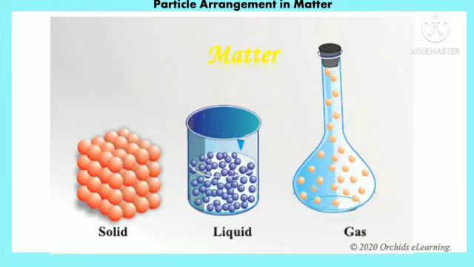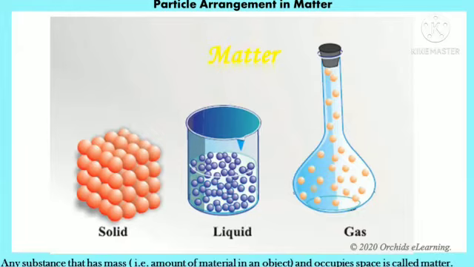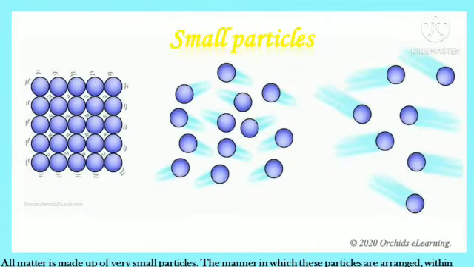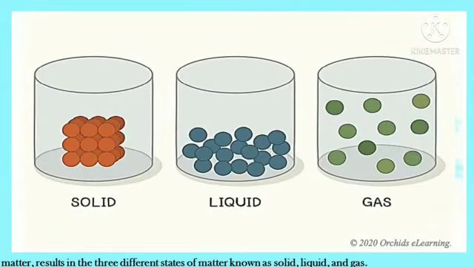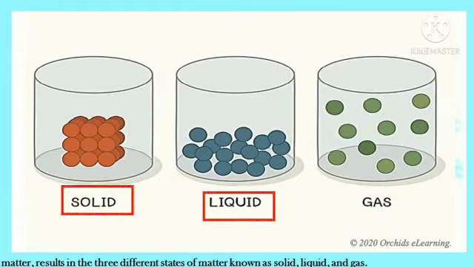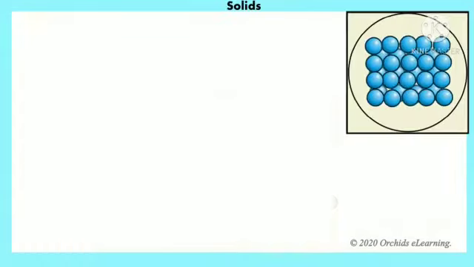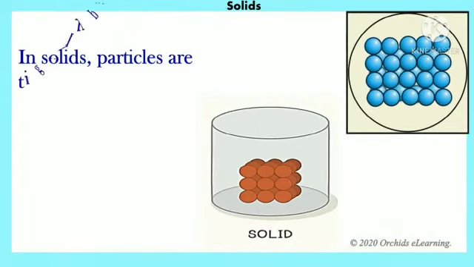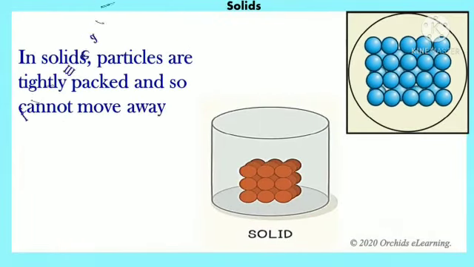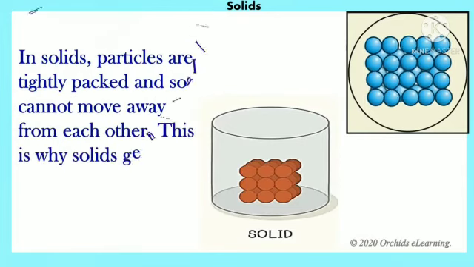Let us learn more about solids, liquids, and gases. Particle arrangement in matter. Any substance that has mass, that is, amount of material in an object, and occupies space is called matter. All matter is made up of very small particles. The manner in which these particles are arranged within matter results in the three different states of matter known as solid, liquid, and gas. In solids, the particles are tightly packed and so cannot move away from each other. This is why solids generally have a fixed shape.